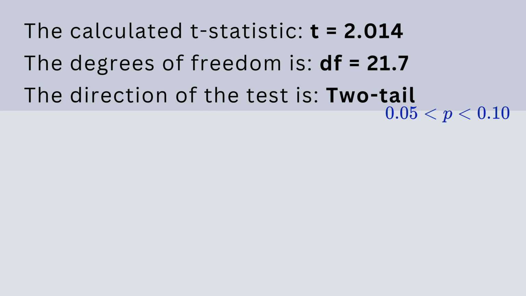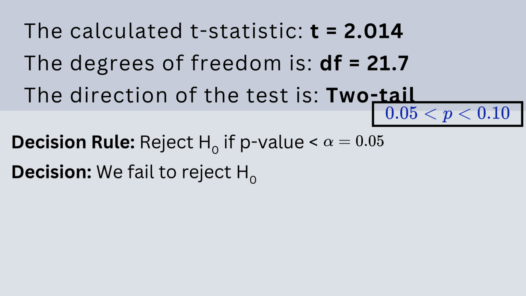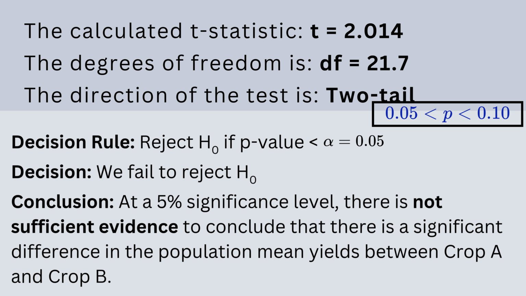Now, to make a decision about the null hypothesis, our decision rule states to reject the null hypothesis only if the p-value is less than our significance level of 0.05. In this case, our p-value lies between 0.05 and 0.10. Since this p-value is greater than our significance level of 0.05, we fail to reject the null hypothesis. This means that at a 5% significance level, there is not sufficient evidence to conclude that there is a significant difference in the population mean yields between crop A and crop B.